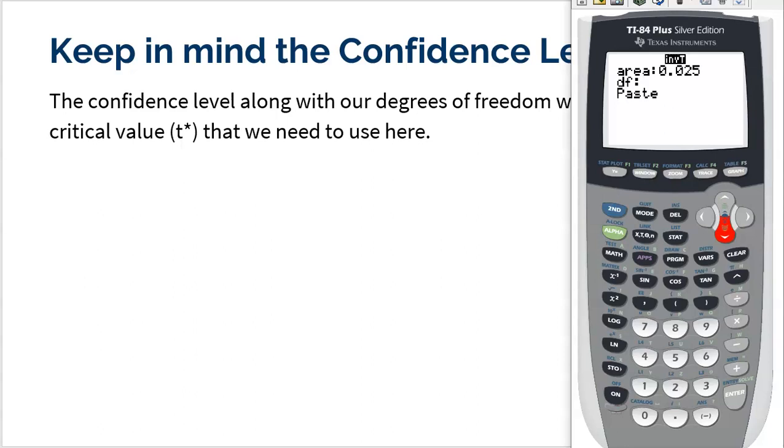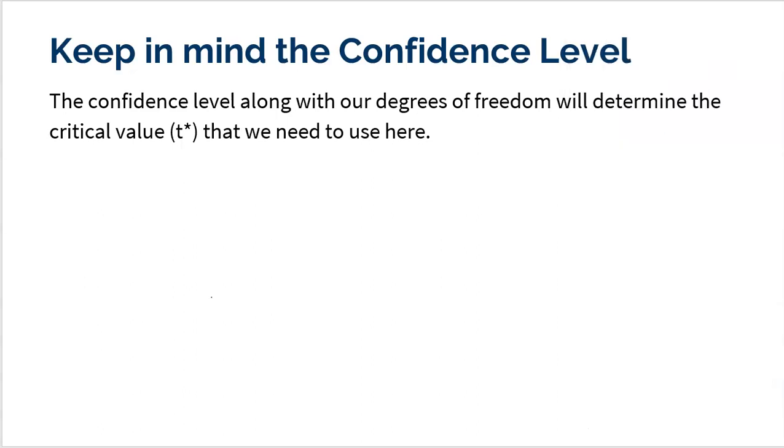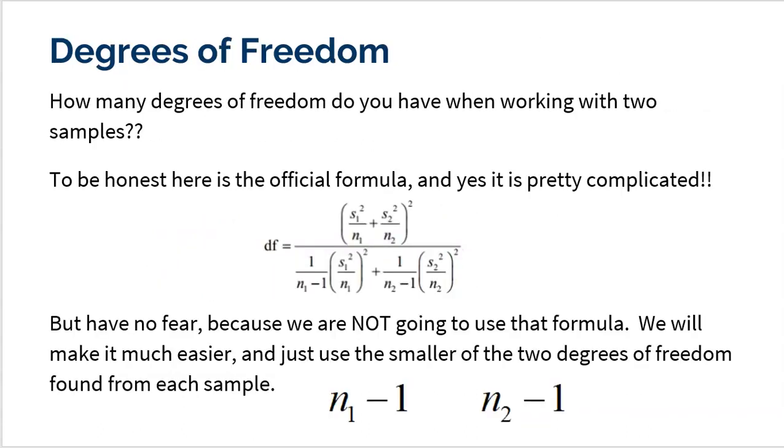So let's talk a little bit about degrees of freedom real quick, because if you remember earlier, the degrees of freedom was simply sample size minus 1. But now I have 2 samples. So let's talk a little bit about this. How many degrees of freedom do we have when working with 2 samples? To be honest, it's crazy, but the official formula is very, very complicated. It's actually really weird to me because when you're talking about 1 sample, the degrees of freedom is mind-bogglingly easy. It's just your sample size minus 1.